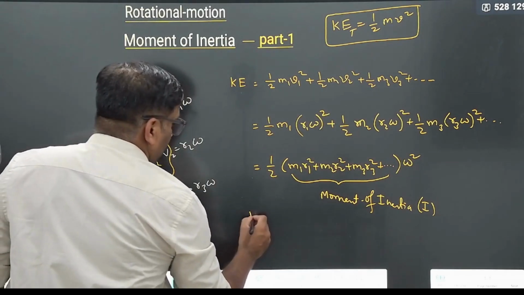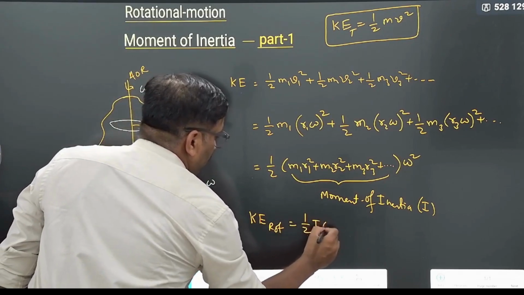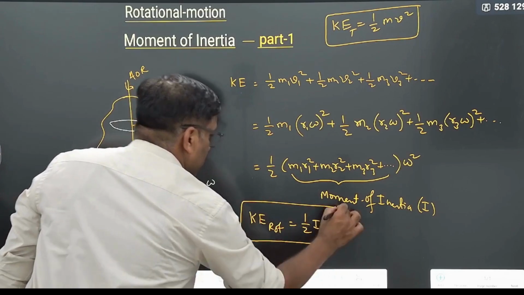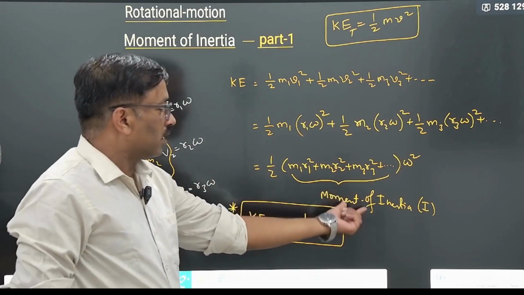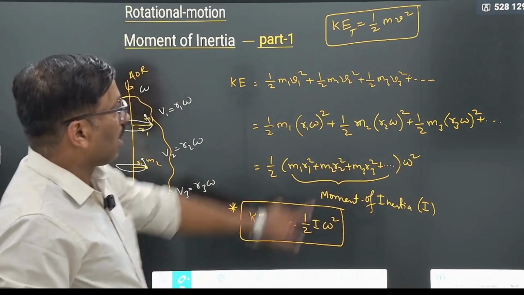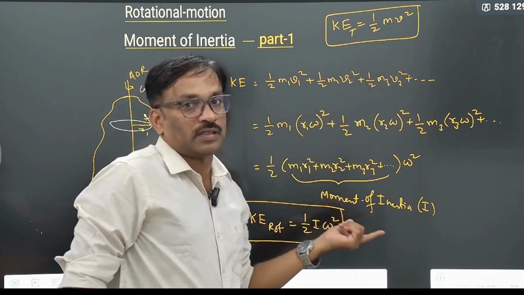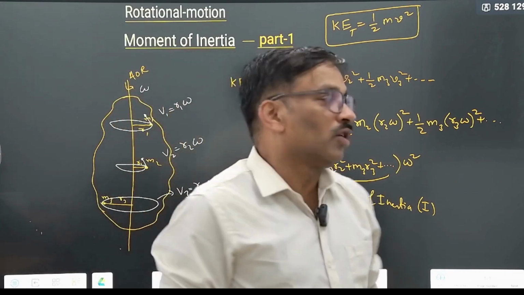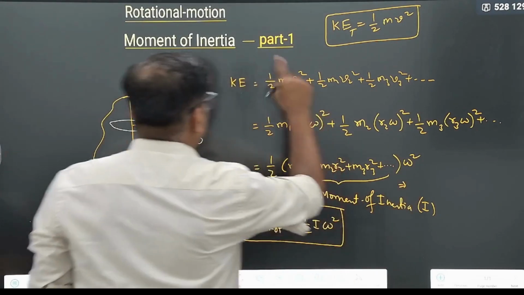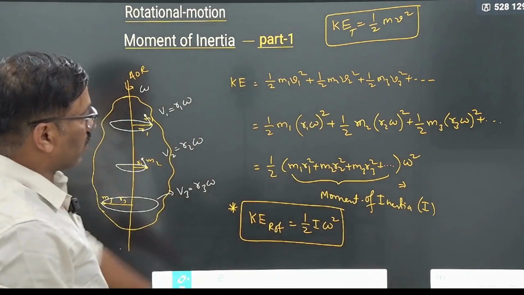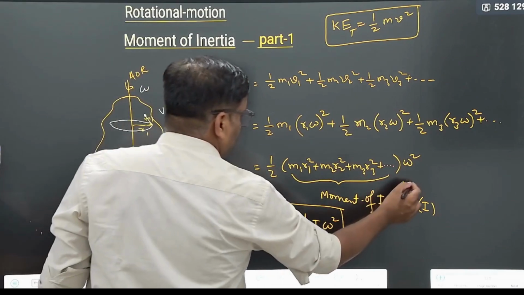So we can write the kinetic energy due to rotation as half I omega square. This is your rotational kinetic energy, where I is the moment of inertia. Just as mass plays the role in translational motion, the moment of inertia plays the same role in rotational motion. We will calculate the moment of inertia of different things in part 1 and part 2. So we'll see.